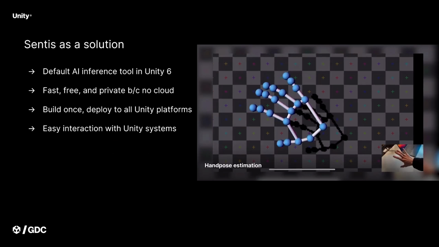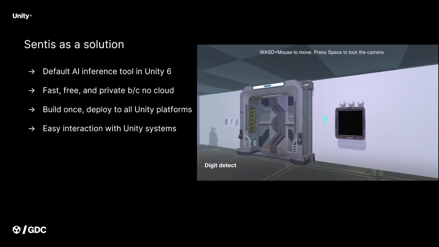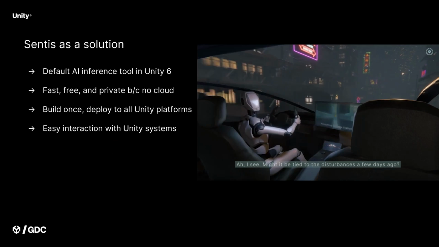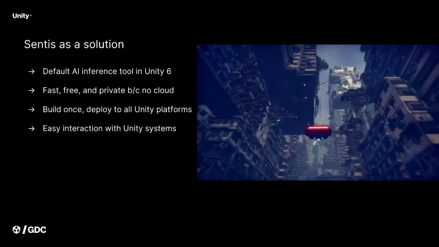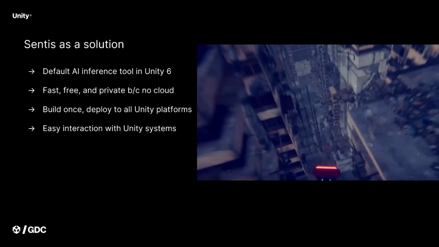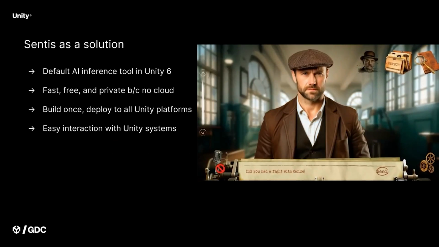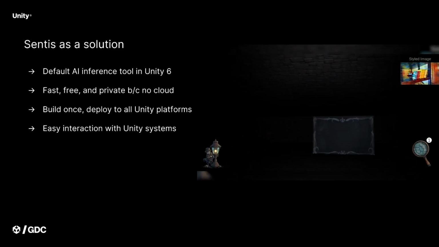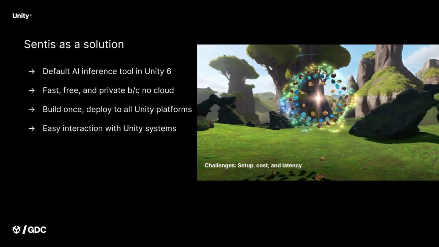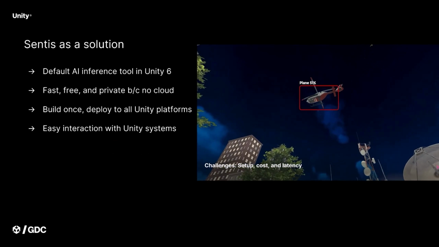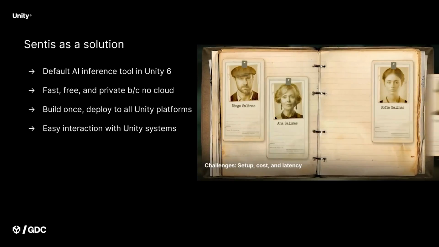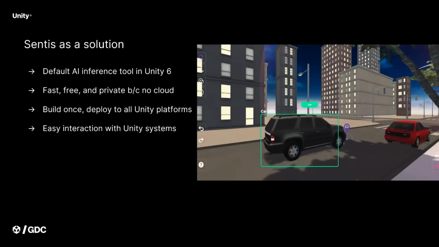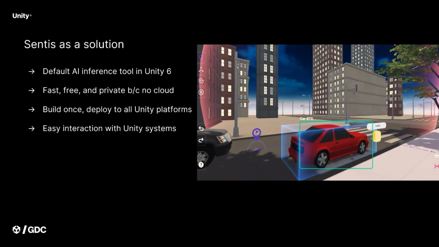So at the end of the day with Sentis, what we're offering is really the default AI inference tool in Unity 6. It's really fast. It's fully free for unlimited use. And it's private because you're not sending any data to the cloud. Of course, you can do an integration once with the Sentis API and deploy your app just like you normally would to all Unity runtime platforms. And what's really nice is that you can use all the same Unity systems you're already using, like the profiler or the job systems. And by the way, it's getting faster all the time.